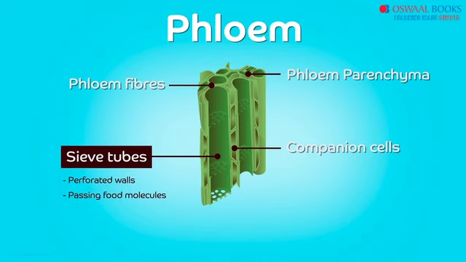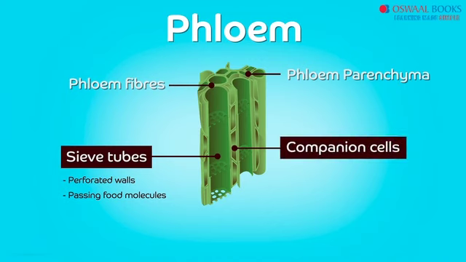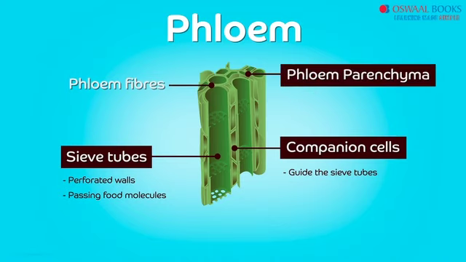But the pores will not know how much food is to be passed or in which direction. Hence, this process is regulated strictly by the companion cells present around the sieve tubes. They guide the sieve tubes with the amount and direction of food molecules to be passed through. Now you know why they're called companion cells, right? And the phloem parenchyma will be responsible for? Yes, for storing food whenever required.